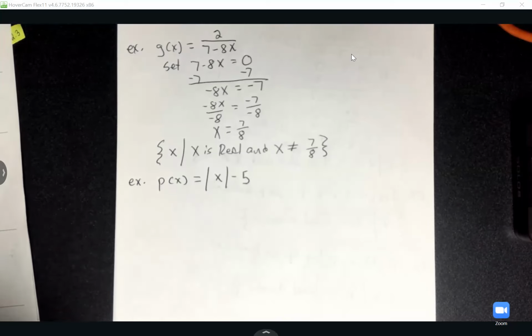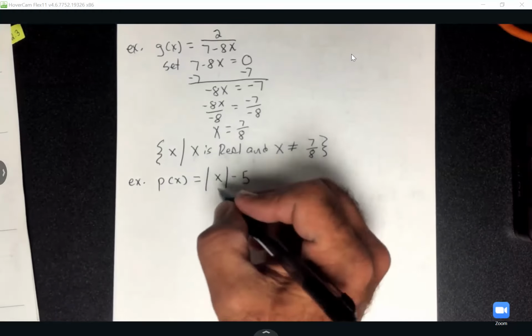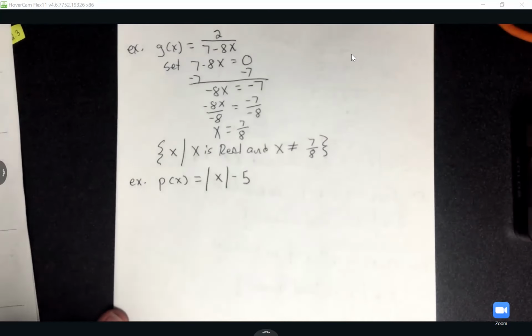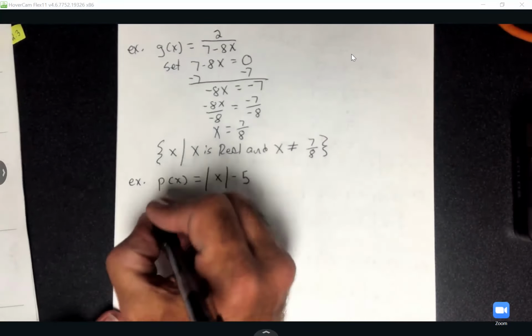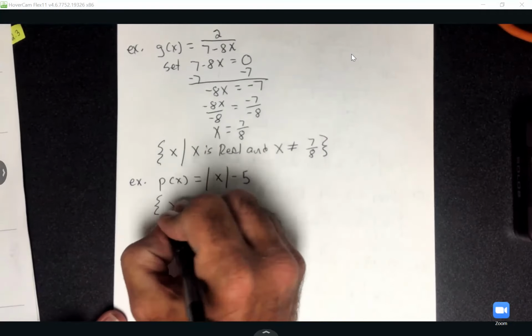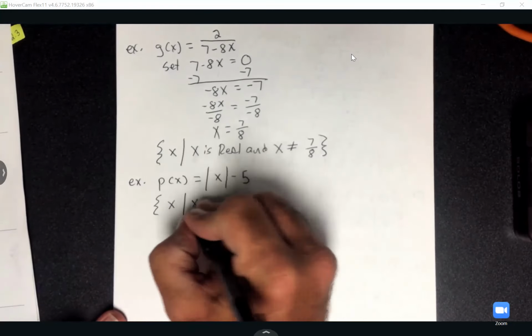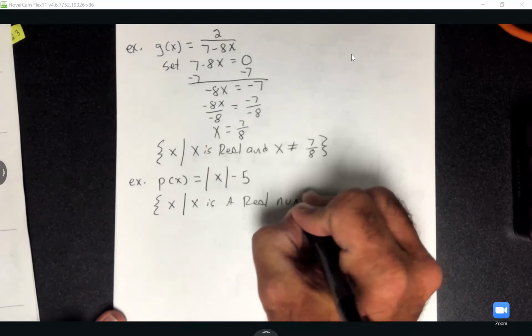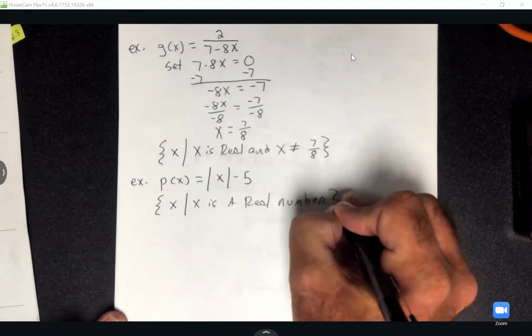So let's see, Michaela, Raven, Leona. So no is the answer because guess what? No fractions. So although we got absolute value, any number can go into that, okay? So this will be what? X such that X is a real number.